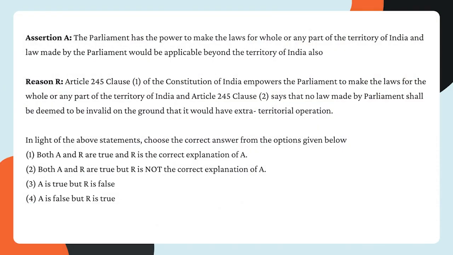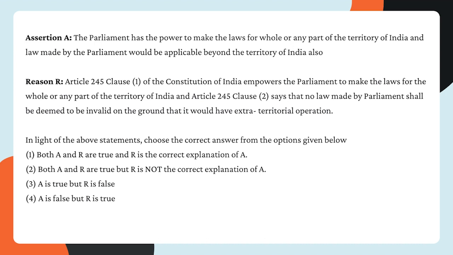Now let's see the third question. As you can see, the question before us is based on assertion and reason, wherein you have to check whether the reason given is the correct explanation of the assertion or not. Let's see the question. The assertion states that the Parliament has the power to make laws for the whole or any part of the territory of India, and law made by the Parliament would be applicable beyond the territory of India also.